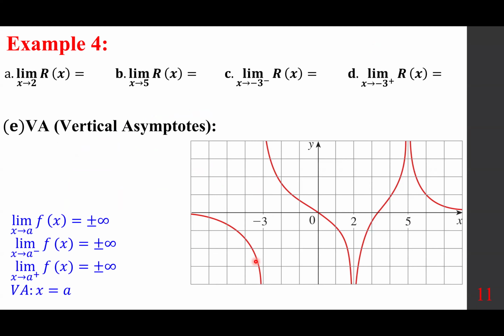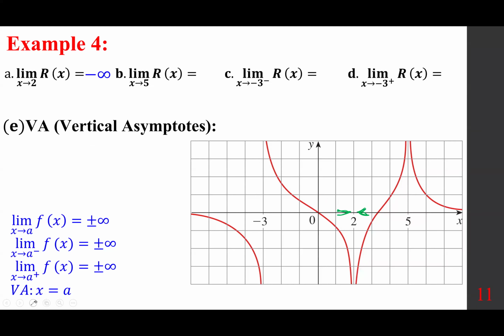Here's the function. It's given in the form of a graph. We want to find the limit of r of x as x approaches different values, for example, 2. So I hope you see as we approach 2 from the left and right, in both cases, it's going down to negative infinity.